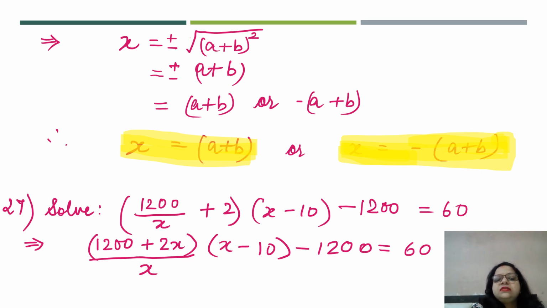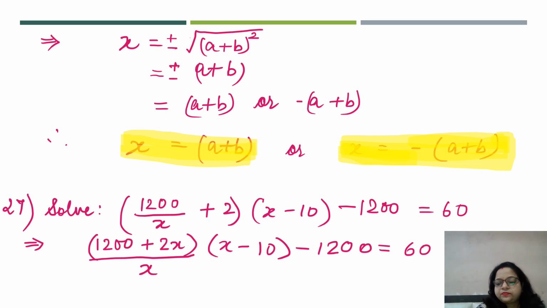Now coming to the 27th question. Let us solve this question, children. 1200 by x plus 2, into x minus 10, minus 1200 is equal to 60. So firstly we take the LCM for the first term. 1200 plus 2x upon x into x minus 10, minus 1200 is equal to 60.